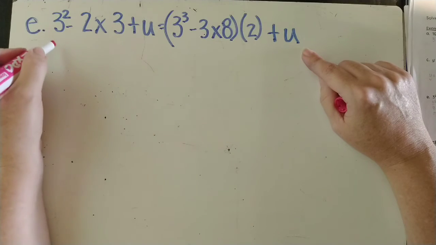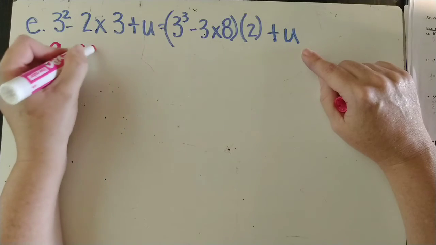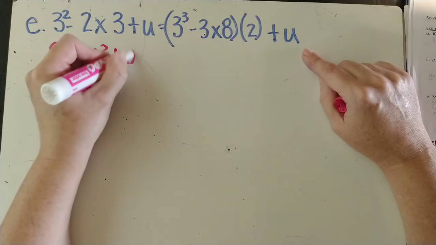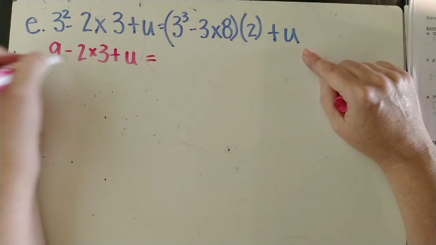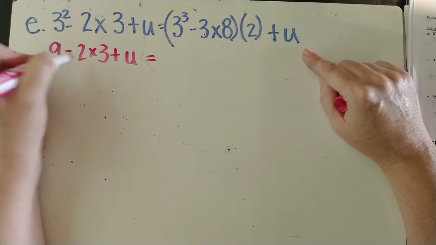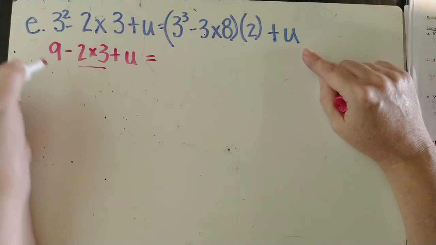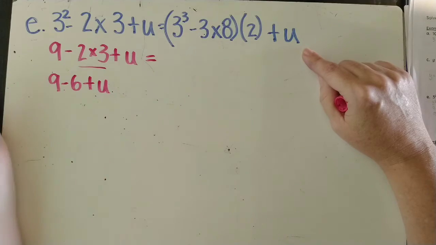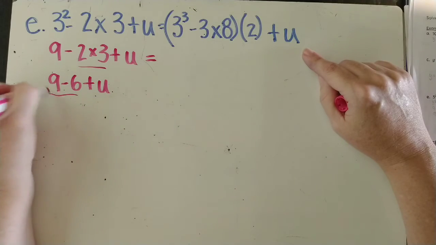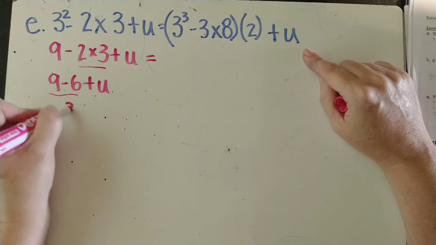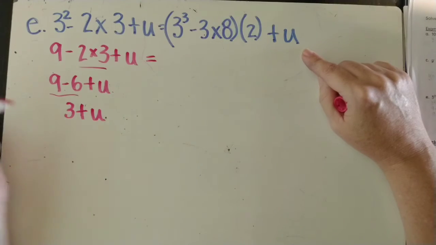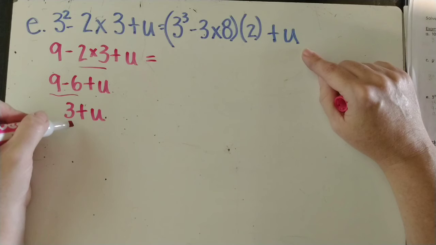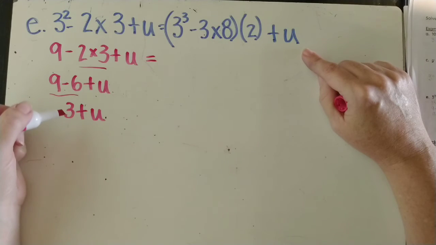We start with our powers. 3 squared is 9. Minus 2 times 3 plus u. If I continue simplifying over here, my next step would be multiplication. So I have 9 minus 6 plus u. Continue simplifying. I can combine these terms and I have 3 plus u. We cannot combine 3 and u because they are not like terms. So the left side is simplified.